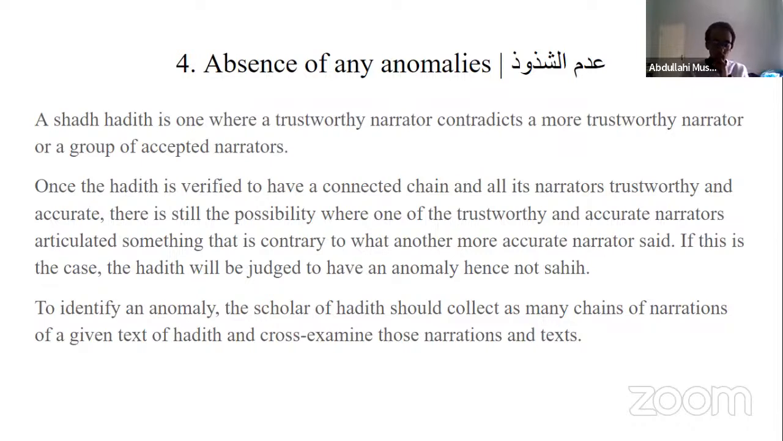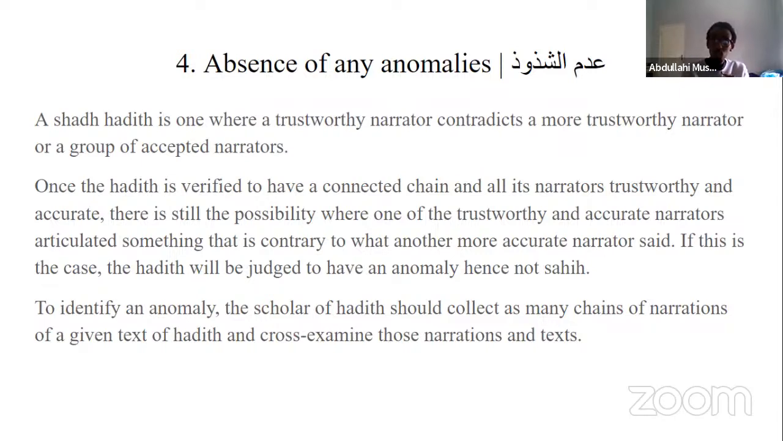Now, here's an important idea. In the first 3 conditions, we're looking at one chain of narration. We're looking at one sanad from someone, from another person, from Rasulullah sallallahu alaihi wasallam. And we checked whether this one sanad is connected, we checked whether every single individual within the chain was trustworthy and accurate.